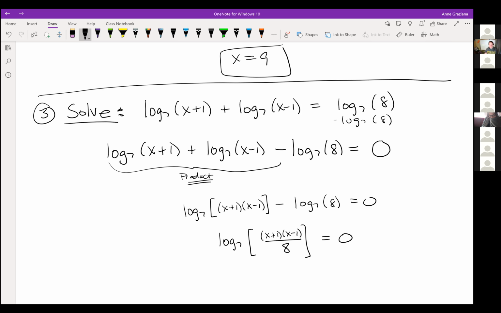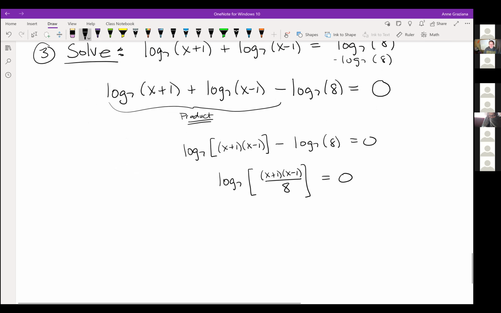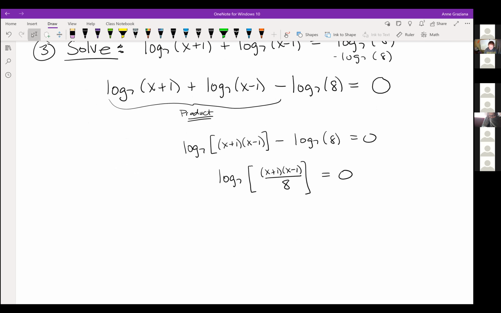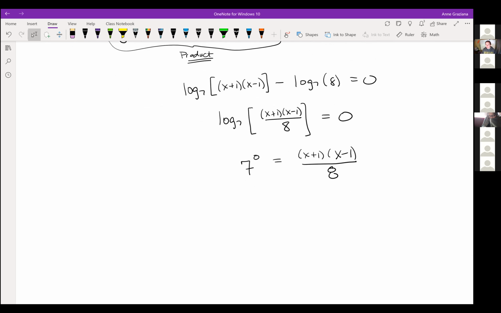All right, now we use our definition. 0 is the power that goes on 7 that gives us what's inside. Is that okay? So sometimes students get to this place and they don't know what to do either. It's okay to have 7 to the 0 power. That's just a number that we now know is 1. Okay, so this is just 1.